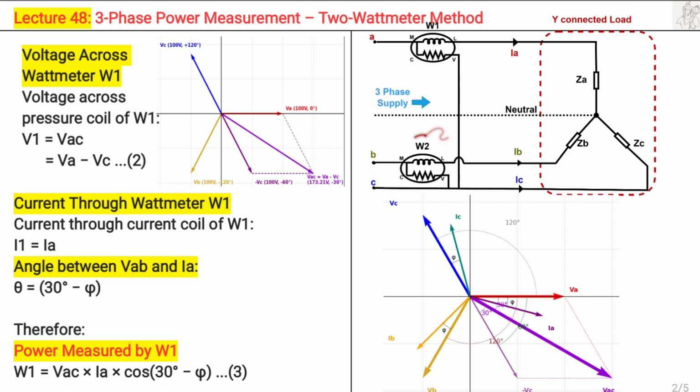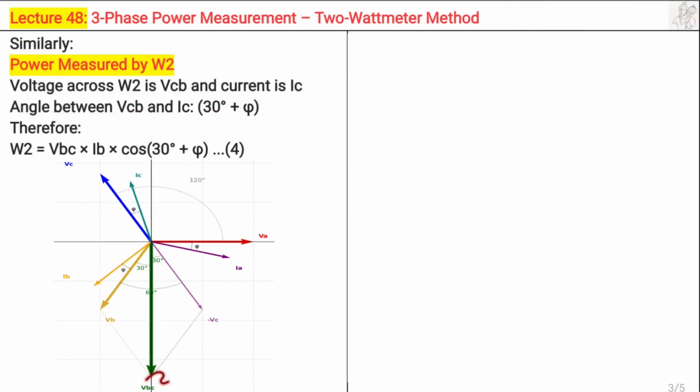Similarly, for wattmeter W2, the current flowing through the current coil is IB, and the voltage is the voltage across phases VBC. Therefore, the power will be VBC into IB into cos of the angle between VBC and IB. From this phasor diagram, we can see that this is VBC, that is VB minus VC, and this is IB, and the angle between the two is simply 30 degree plus this angle phi. So the power W2 is equal to VBC into IB into cos of 30 plus phi.